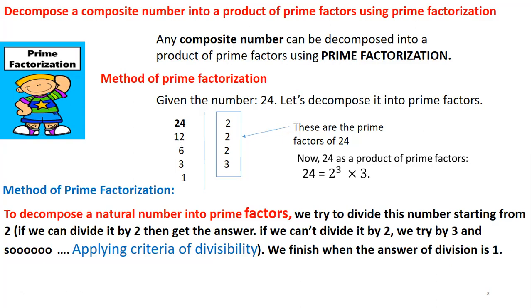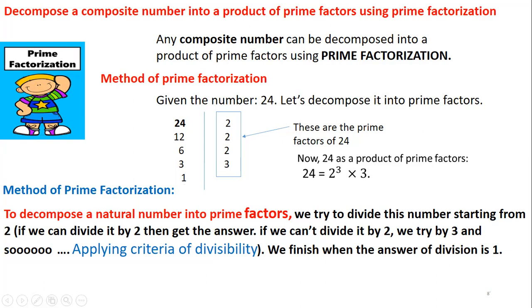Now I have 12. Also 12 can be divisible by 2. So I write 2 on the other side. 12 divided by 2 is 6. Also I continue. 6 is divisible by 2. So 6 divided by 2 is 3. Now 3, can we divide it by 2? Of course, no. 3 is divided by 3 and the answer is 1.